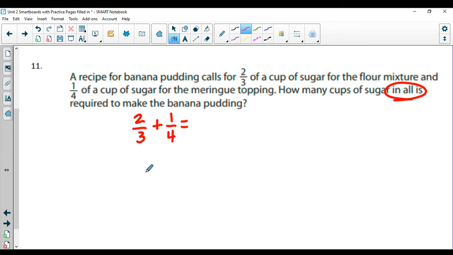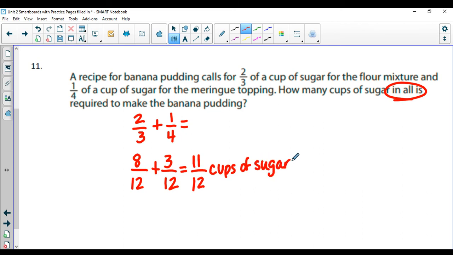We don't have common denominators here. Thirds and fourths are different. So we do need to create a common one. Thirds and fourths, it looks like I'm going to twelfths. 3 times 4, 2 times 4. 4 times 3, 1 times 3. 8 plus 3 is 11. Denominator stays, and we're going to call this cups of sugar.